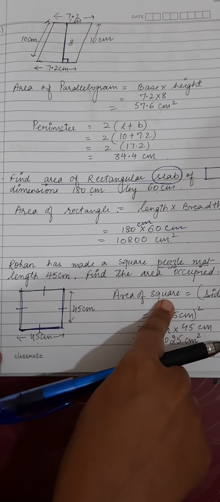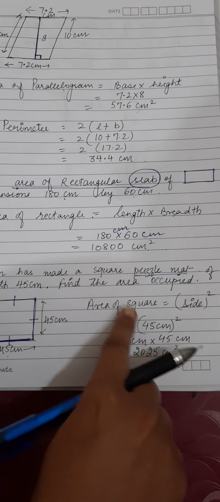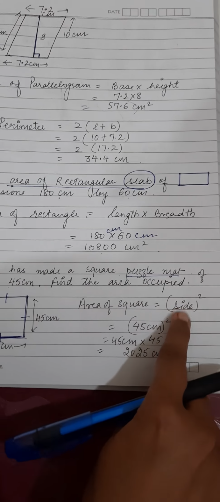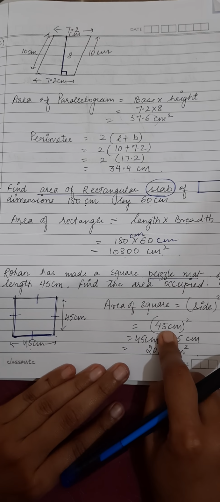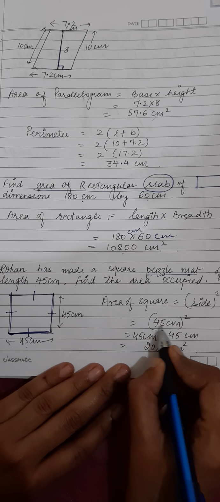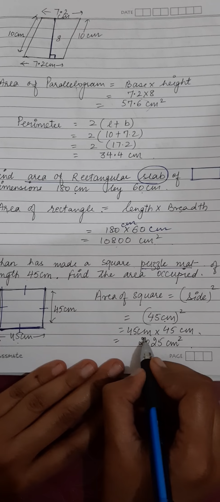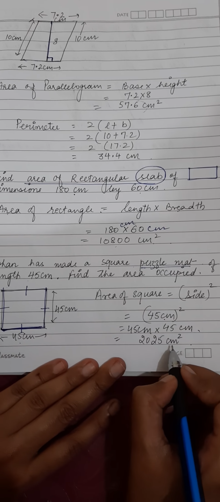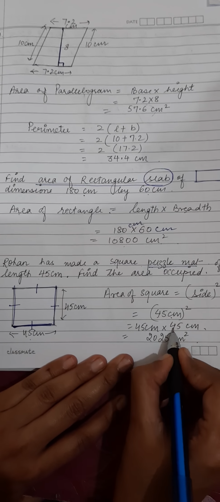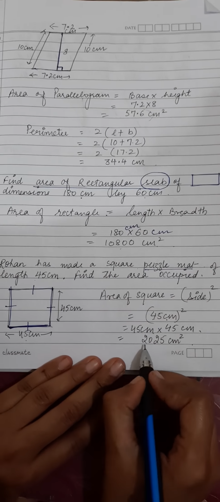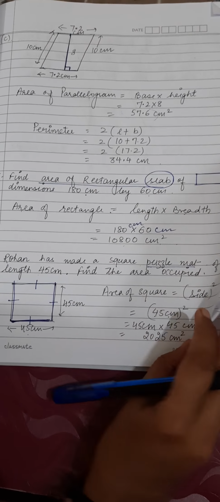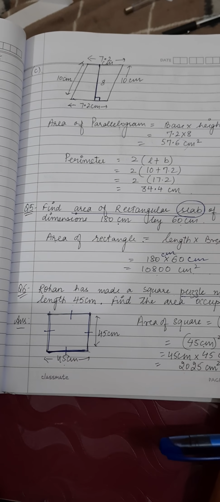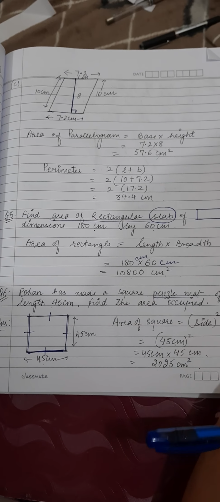What is the area of square? You have to find the area. What is the area? Side square. What is the side given? 45 centimeters. 45 centimeters means you are going to multiply this 45 centimeters twice. Centimeter into centimeter means centimeter square. 45 when multiplied twice will give you 2025, and this is the answer. Okay, so this is your question number 6. Now let's do question number 7.